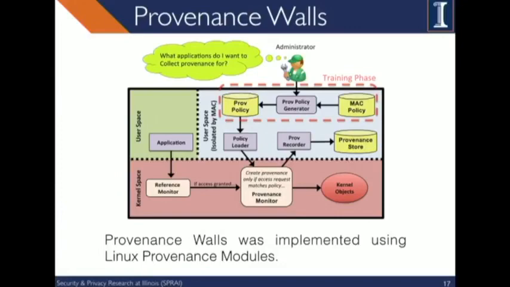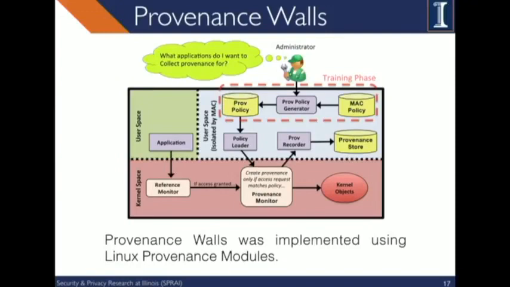But we have a policy generator for data provenance that takes as input the security policy of the system, and then also a minimal amount of administrator preference, something like, what application is it that I care about on this system? So given the security policy and the administrator's preferences, we generate a provenance policy that's loaded into the kernel.